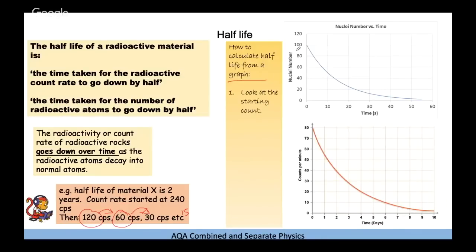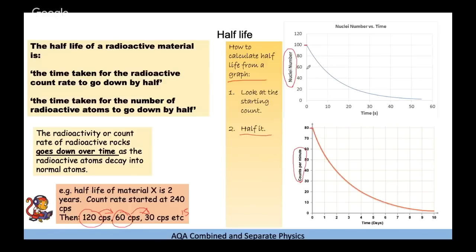The first thing to do is, what is my starting count rate or my number of nuclei? So here we've got the count rates per second. We're starting at 80. Here we've got the number of nuclei, the number of radioactive atoms starts off at 100. So there's my starting rate on both these graphs. Halve it.